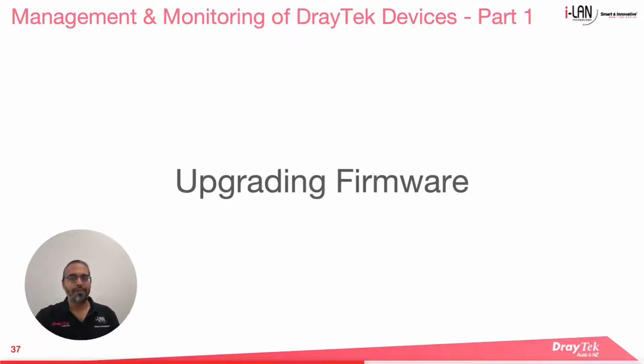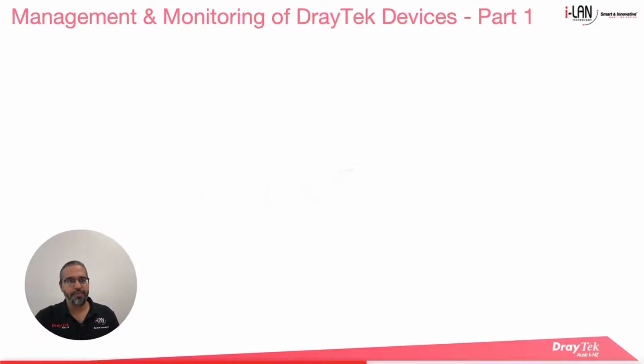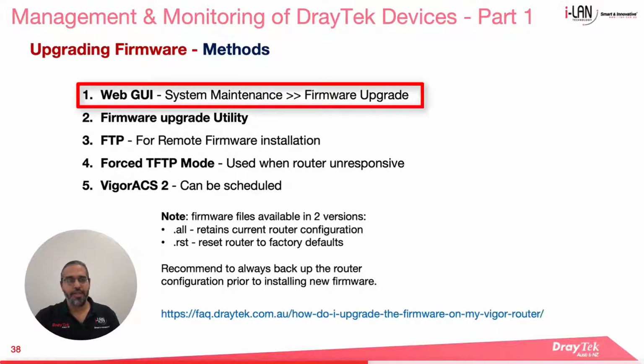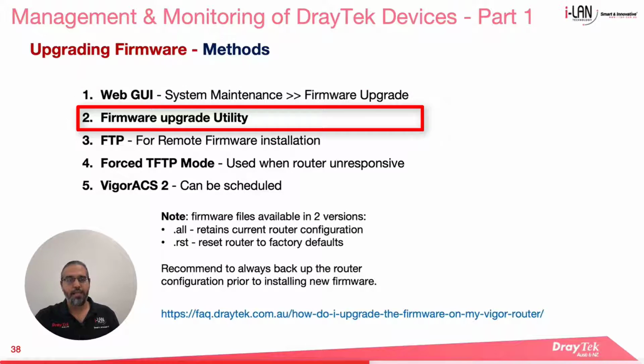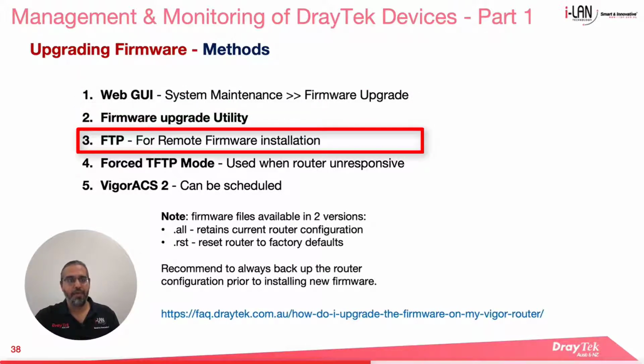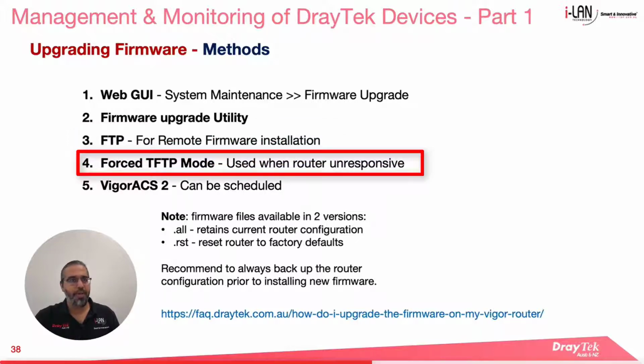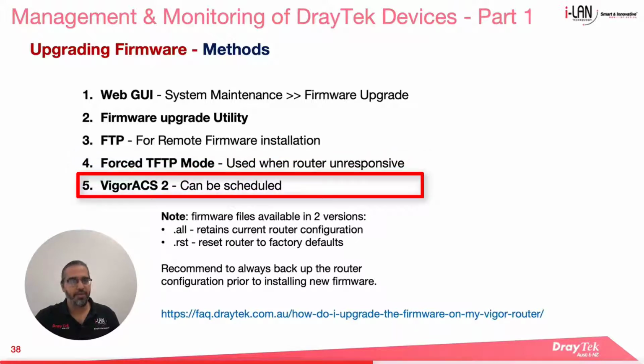As I mentioned earlier, in addition to the option in System Maintenance to upgrade the firmware, there are several other methods that can be used. These are listed here. First is using the Web GUI option in System Maintenance menu. Next is using the Firmware Upgrade utility, followed by FTP for remote firmware installation, forced TFTP mode for routers that have become unresponsive, and finally, using VigorACS 2 Central Management System.